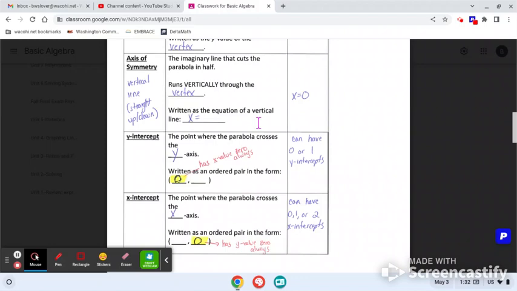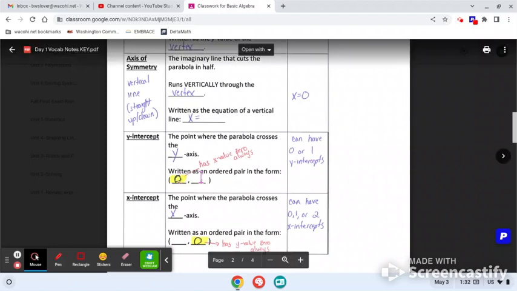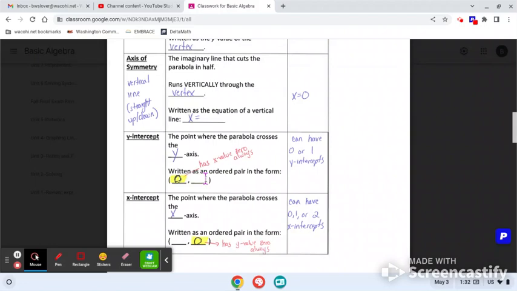And then finally, we have intercepts. One is the y-intercept and one is the x-intercept. So the y-intercept is where it crosses the y-axis. You can have 0 y-intercepts or 1 y-intercept. Chances are you're always going to have one. I can't think of one you'd encounter where it would be 0, so you're always going to have one y-intercept. Your ordered pair is always 0, comma, and then where it crosses the y-axis.